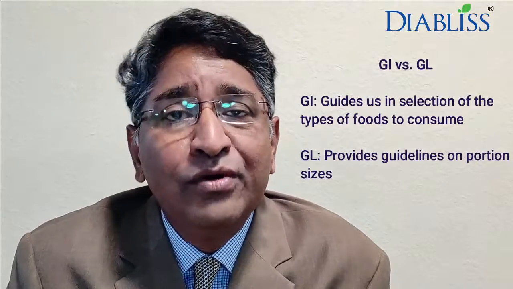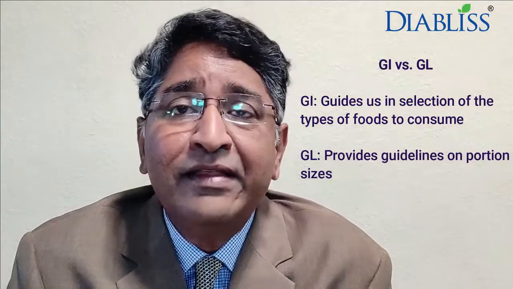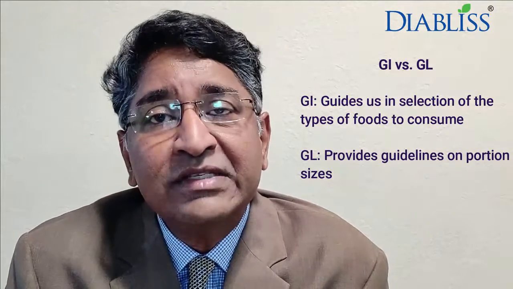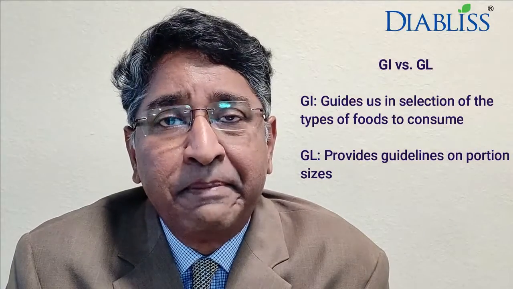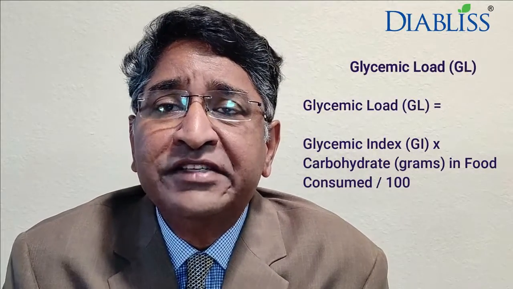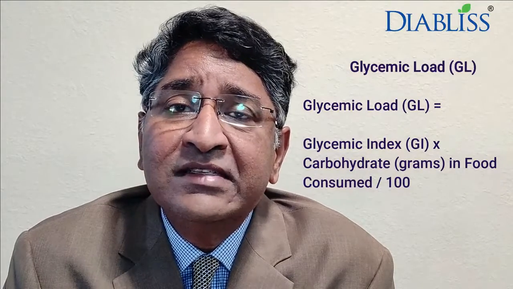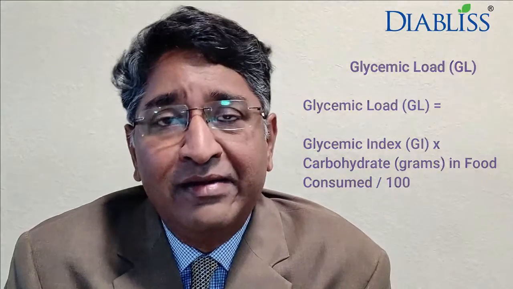So while GI is a good metric on the kinds of food choices we need to make, we need another metric that guides us on how much of a particular food or portion sizes we should consume. This is where glycemic load comes into play. GL was proposed by Harvard University in the late 90s, and it is calculated as follows. As shown here in this equation, glycemic load is equal to glycemic index multiplied by grams of carbohydrate in the portion size you consume divided by 100.